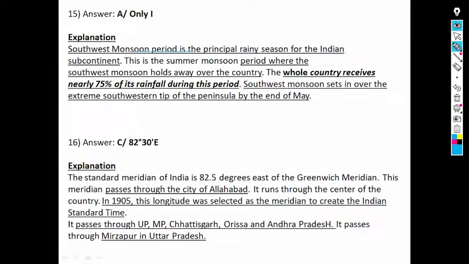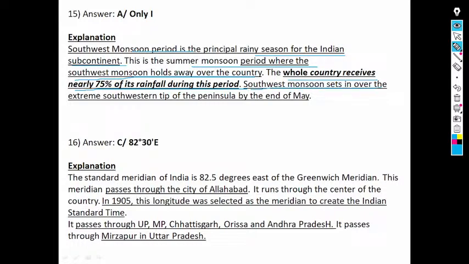Southwest monsoon period is the principal rainy season for the Indian subcontinent. This is the summer season period where the southwest monsoon holds sway over the country. The whole country receives nearly 75% rainfall during this period.